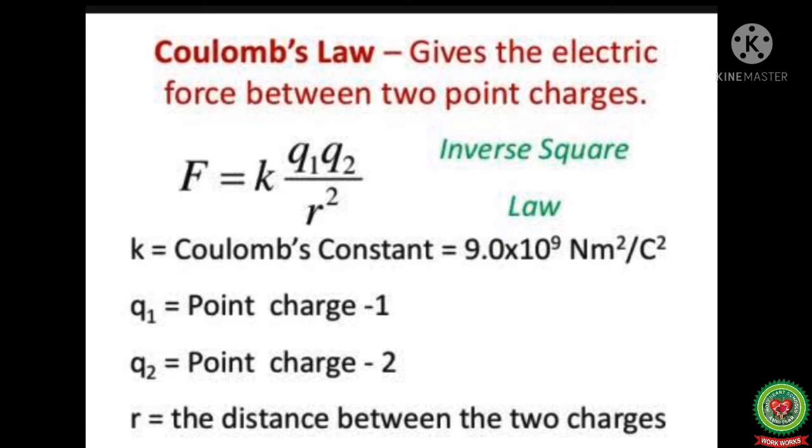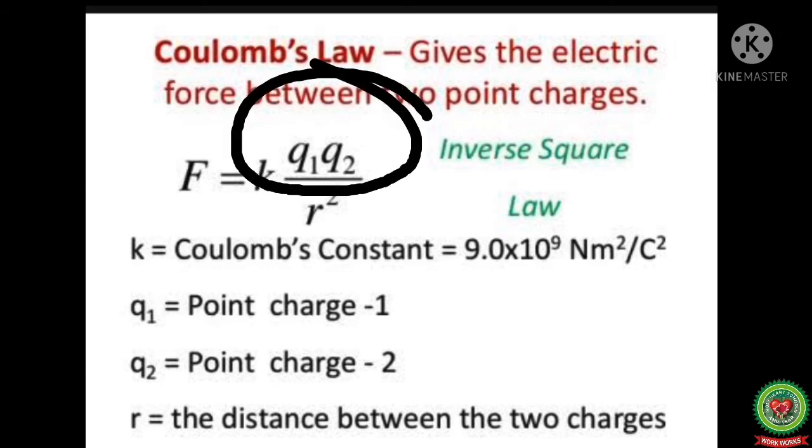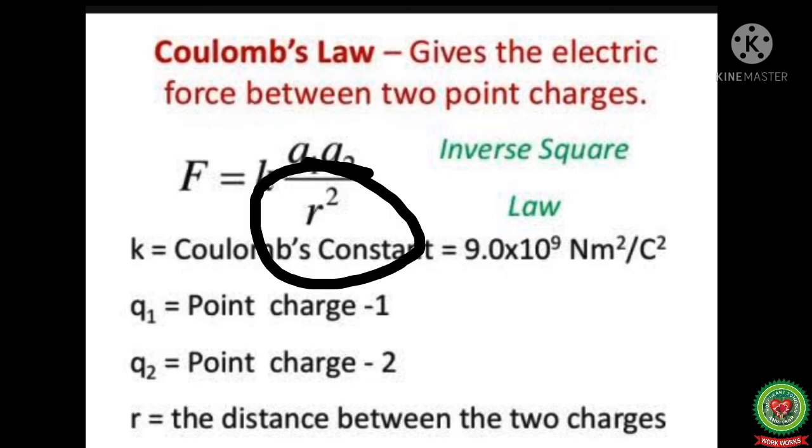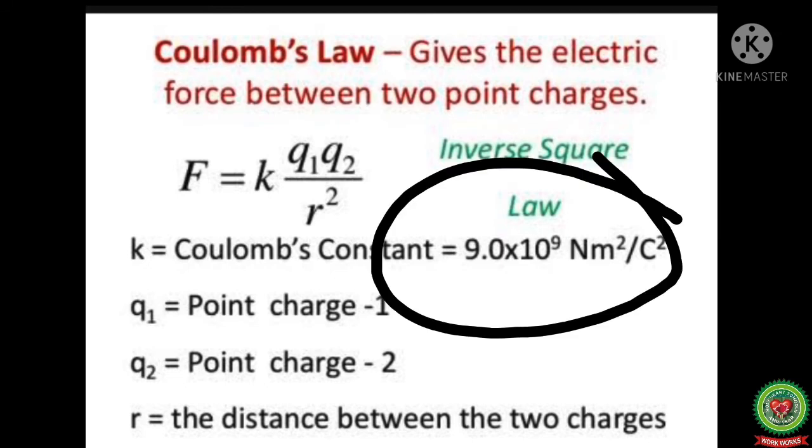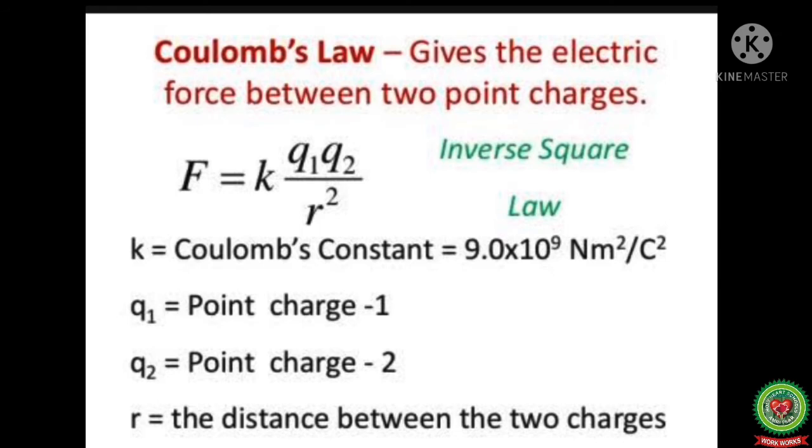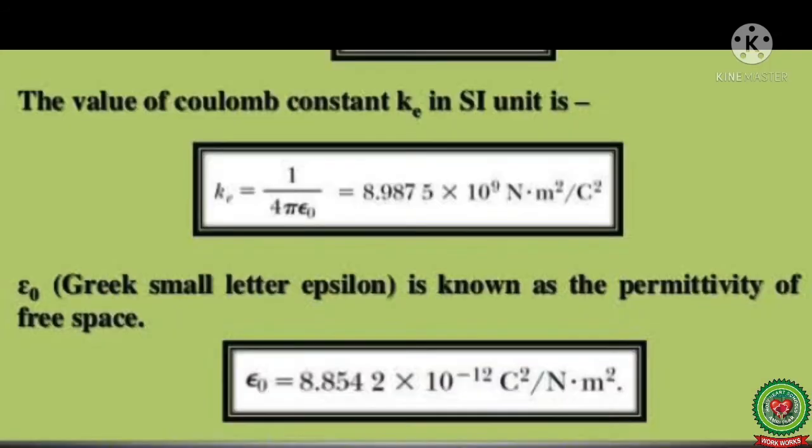Now children, here k is a constant of proportionality and Q1 Q2 are the charges, and we can say this force is proportional to the product of the charges and inversely proportional to the square of the distance between them. The value of this constant is 9 into 10 to the power 9 Newton meter square per Coulomb square. The actual value of k is 1 over 4 pi epsilon naught.